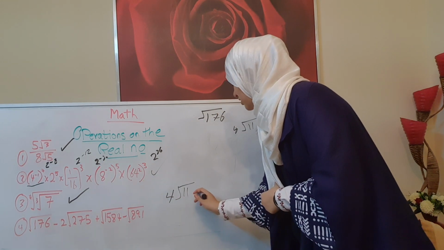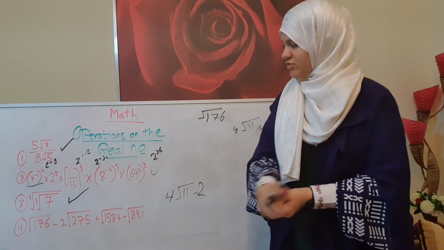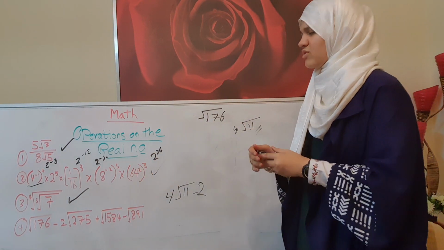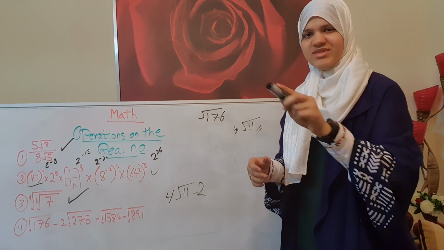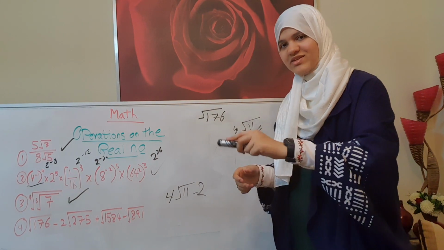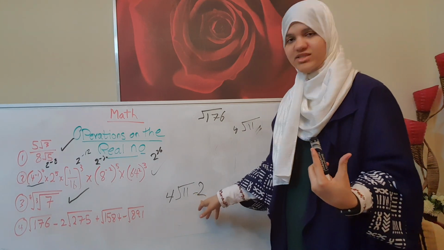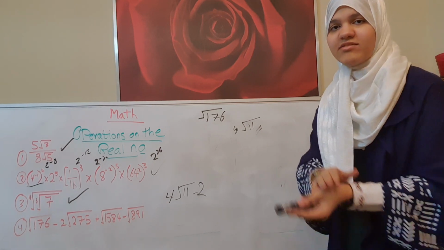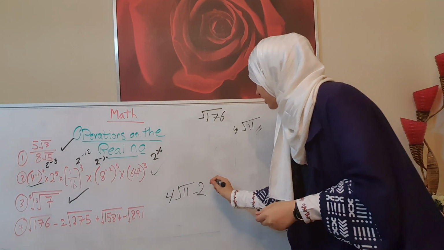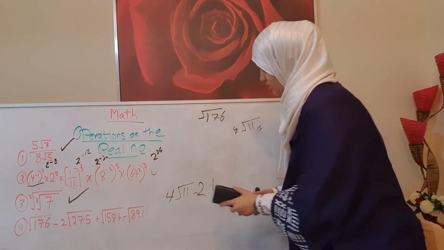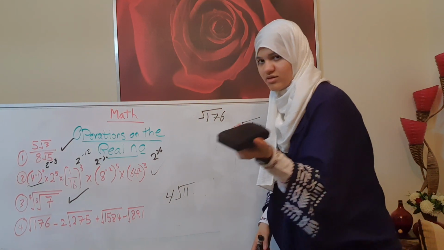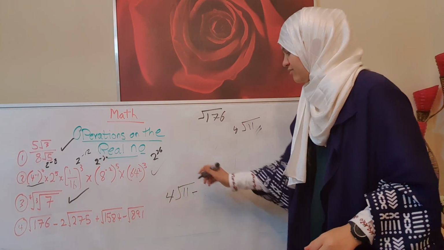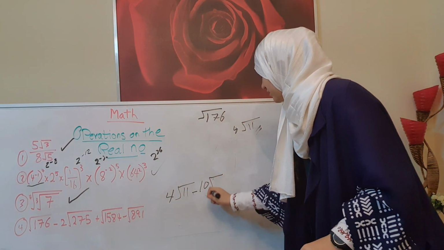Minus 2. 2 is alone. So that means we'll take the radical 275. 275, we know that it will be 25 times 11. And the square root of 25 is 5. But we have 2 outside, that means 5 times 2 is equal to 10. After that, it will be 10 radical 11. We will erase 2 because it's already multiplied by 5. So that means it will be 4 radical 11 minus 10 radical 11.